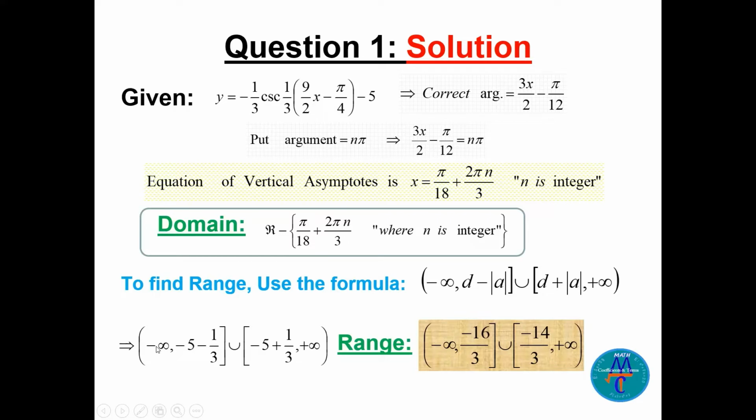So the range will be minus infinity to minus 5, which is the d, minus, from the formula here, the absolute value, which will be positive, so 1 over 3, union, d is minus 5, plus the absolute value of a, which is 1 over 3, to infinity. So we can add the numbers here. 3 is the LCD, so minus infinity to minus 16 over 3, union minus 14 over 3 to infinity. This is the range of this function.